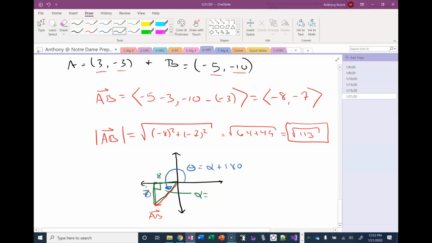Well, this triangle has side lengths of 8 and 7 because I went 8 to the left and then 7 down to graph that point. So I can do tan inverse of opposite over adjacent. And when I type that into my calculator, I get 41.19 degrees. So my direction then is 229.19 degrees.